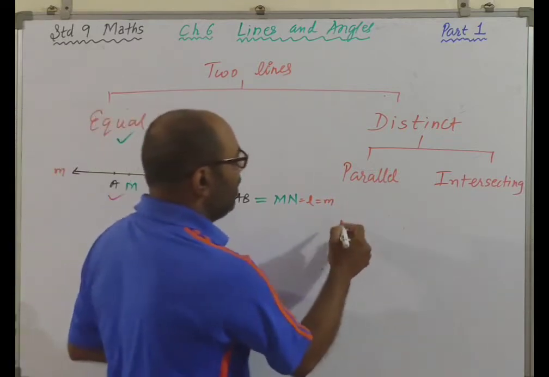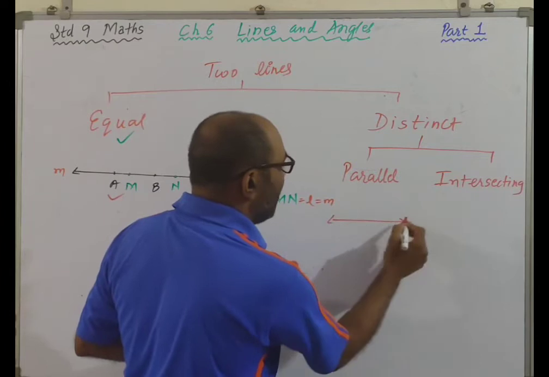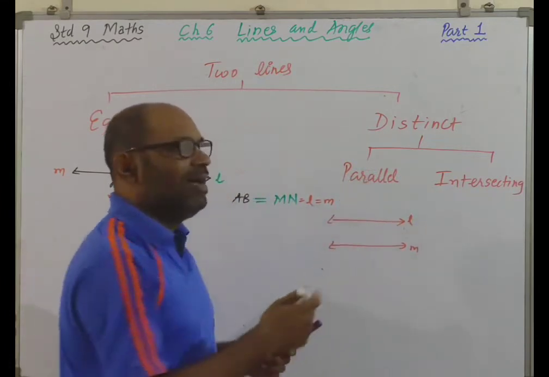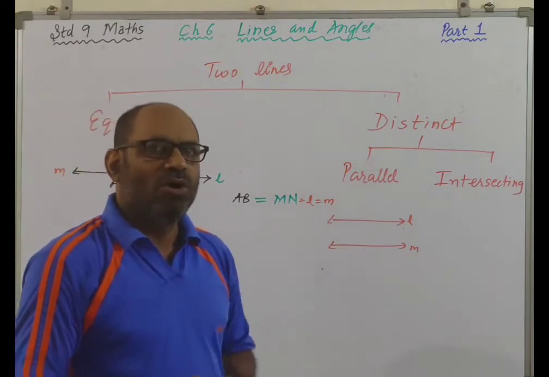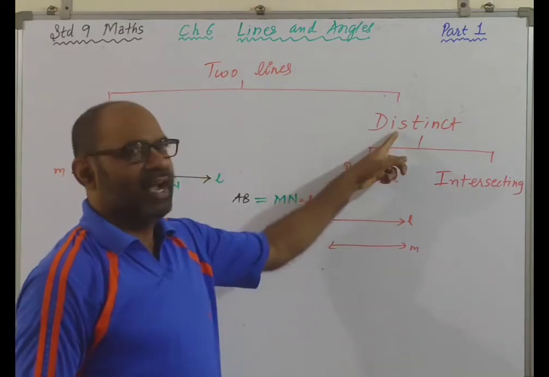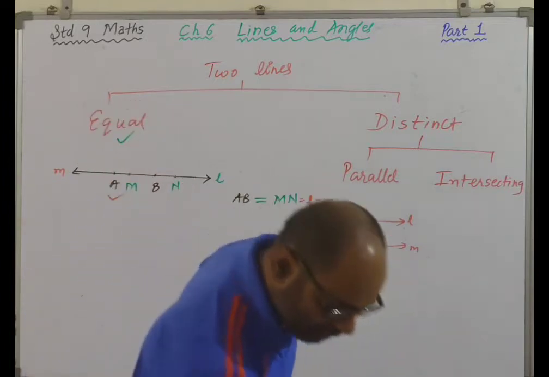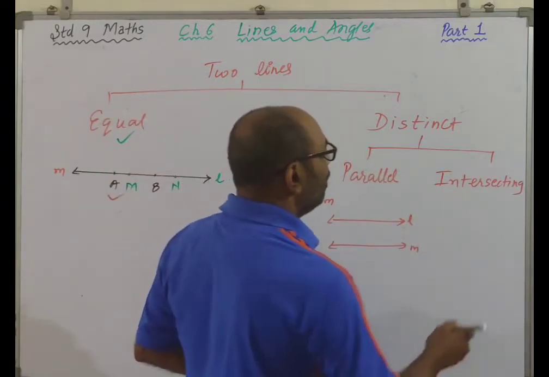Now here, I am drawing a line L parallel to line M. They are very different lines. Dono line alag hai. That's why they are distinct lines. So you can say two parallel lines are always distinct. Look here.